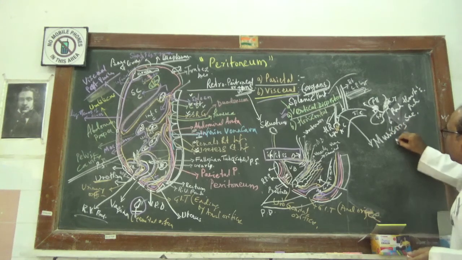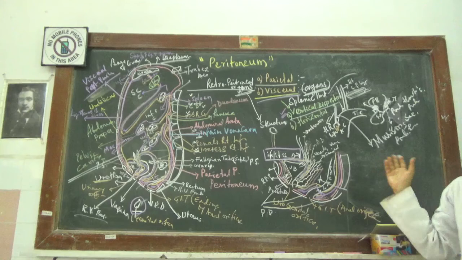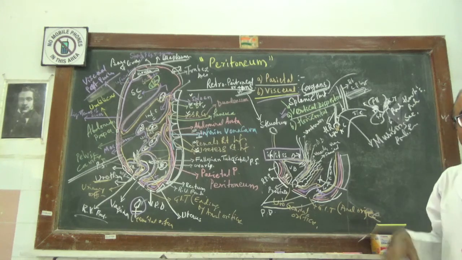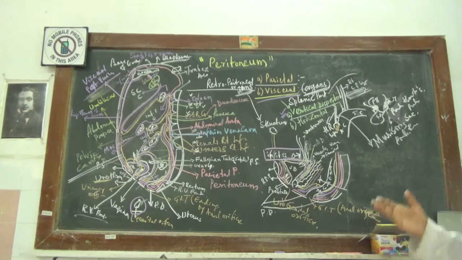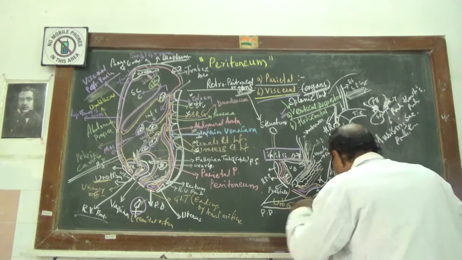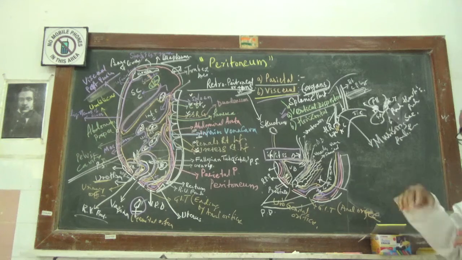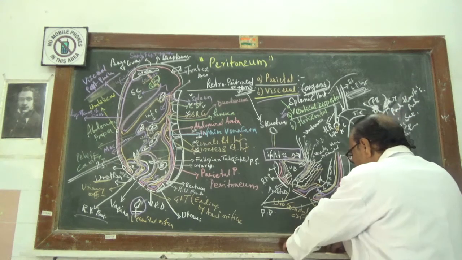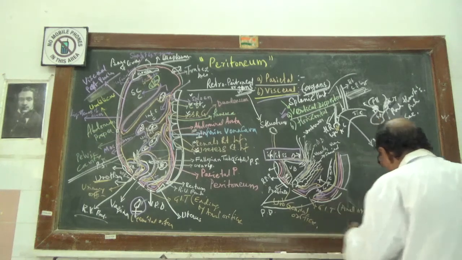Morison's pouch or Morison's recess. Now these recesses are important because they collect fluid if any inflammatory process is going on for that particular organ. So this is the vertical disposition. Now you will have one more vertical disposition of the visceral layer of the peritoneum. So that will be there.